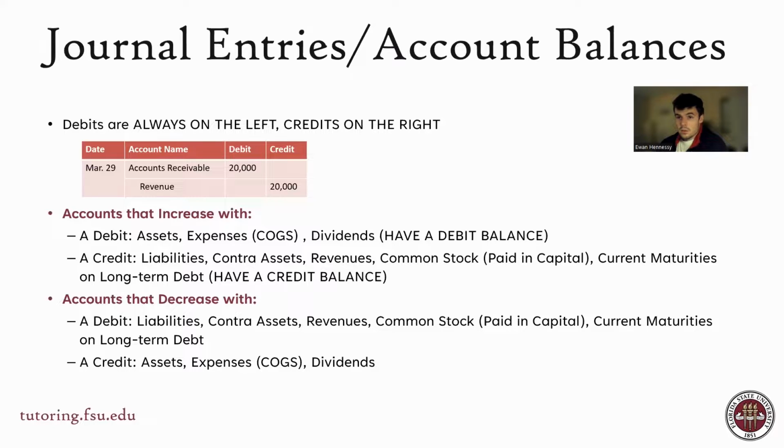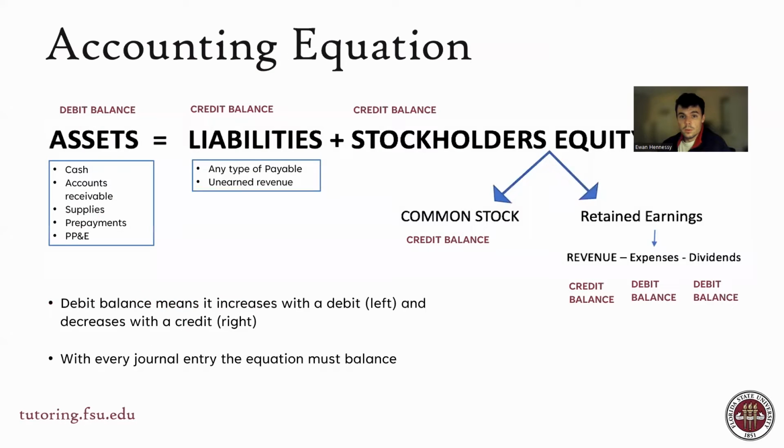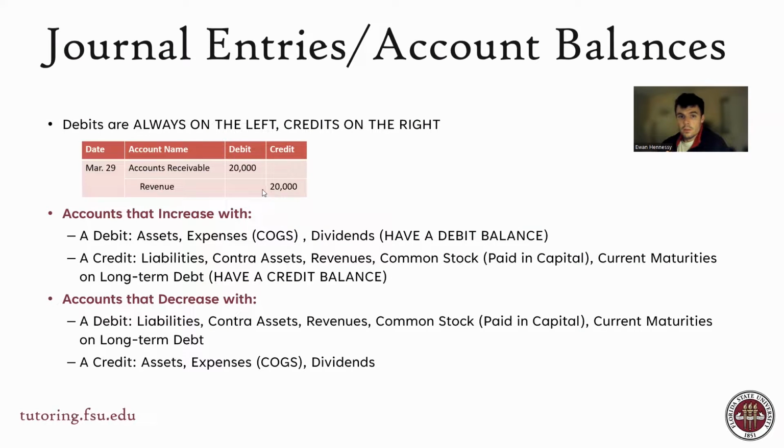Here, we've made a sale for $20,000 and we haven't received cash yet because we've sold to some customer who's going to pay us $20,000 within 30 days or whatever we put together in the contract. So our assets are increasing. Our accounts receivable is increasing by 20,000, so we debit it. And our revenue, if we're going back, revenue has a credit balance, so we're increasing our revenue. So it makes sense that we credit it in this entry.